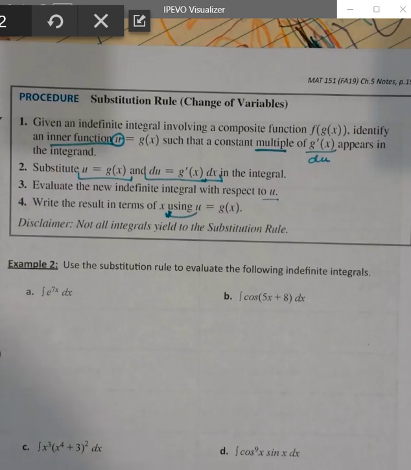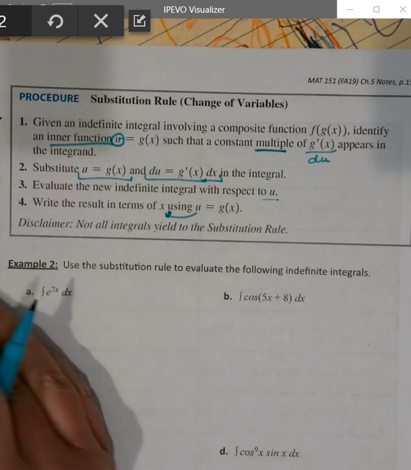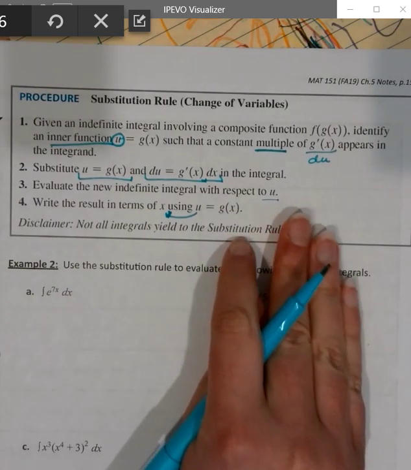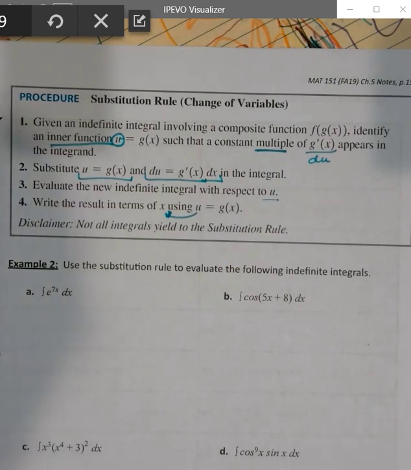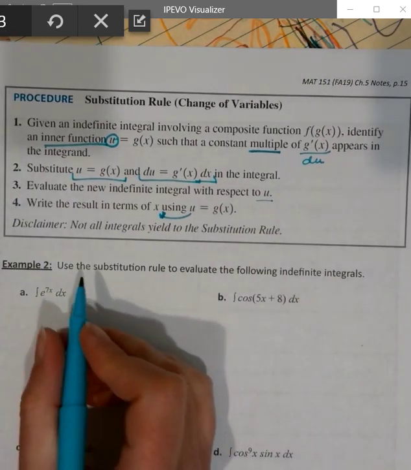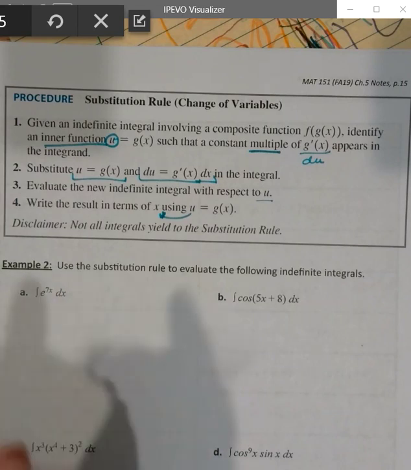There is a disclaimer: not all integrals yield to the substitution rule. So there may be other rules that we'll need to get. We focus on most of the additional rules when we get to Calc 2, but hopefully, for the most part, we'll be able to integrate the majority of the ones we want to look at with substitution. We may find some that don't, and we'll just have to pause and push those off until we get some more techniques.